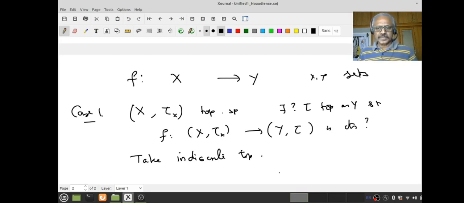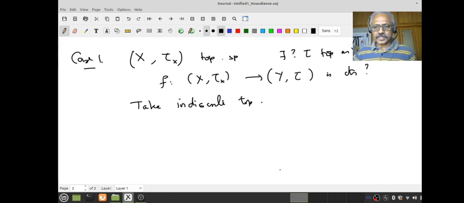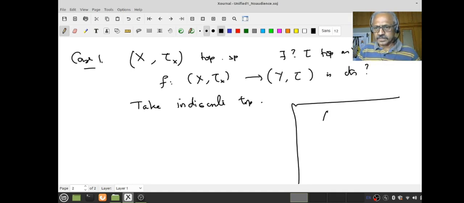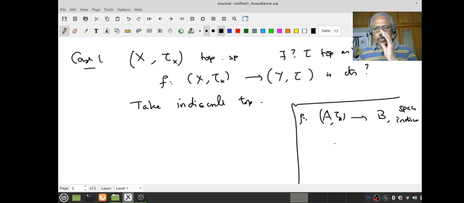Okay. Then let me recall quickly what we have seen about continuous maps. Suppose A and B are spaces, and B has the indiscrete topology. Then give me any function, any space A, and this will be continuous. You understand that? That is, if the codomain is an indiscrete space, then I don't care what the domain is, what the topology on it is, or what the map from the domain to the codomain is. All of them will be continuous. That means there is something weird.